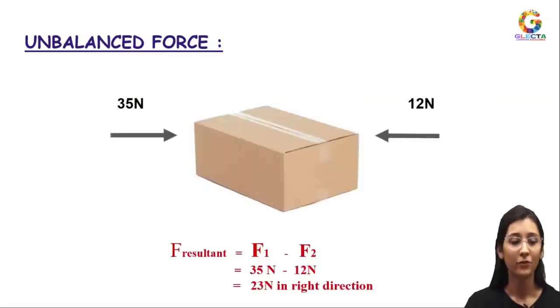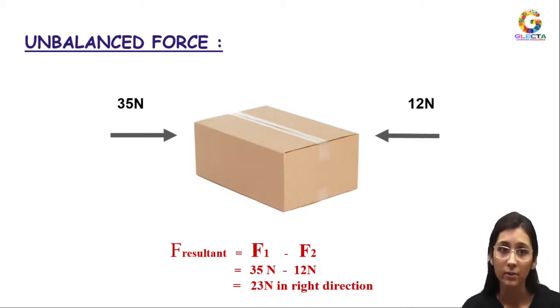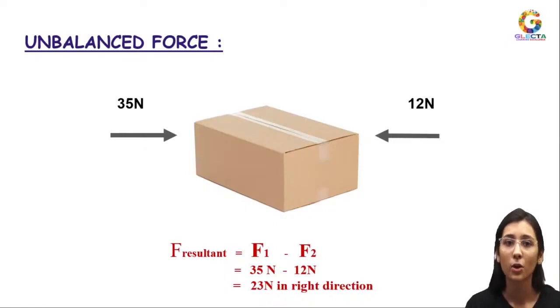Here is the example for unbalanced force. There is a box and one force is applied of 35 Newton. Another force is applied which is of 12 Newton. Now you can find out if it's balanced or unbalanced. It's obviously unbalanced. Why? Because the box will not remain in its state. It will change its direction.